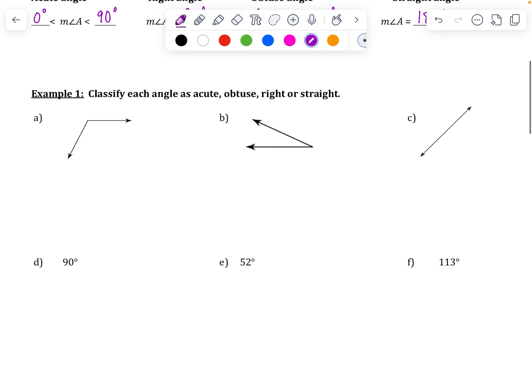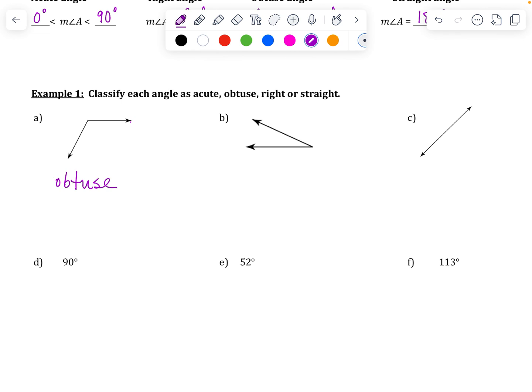So if we come down to example 1, we're being asked to classify each angle as acute, obtuse, right, or straight. In that first picture, example 1A, hopefully you notice that that angle is bigger than 90 degrees. If you put a corner of anything, like a perfect corner, so if you had a piece of paper and you stuck it next to that vertex, that's where it would be. This bends bigger than that, right? It expands bigger than 90 degrees. So this first picture, that is an obtuse angle.